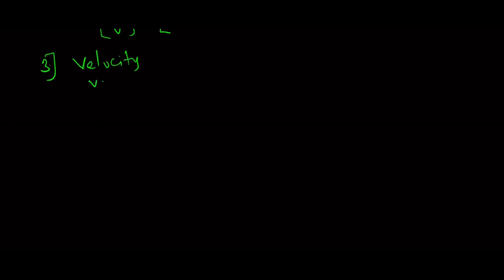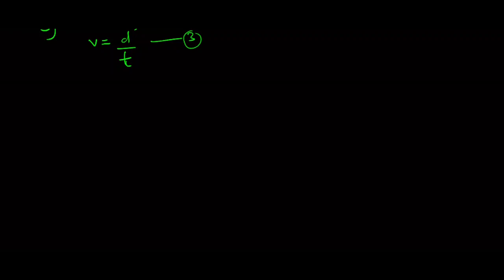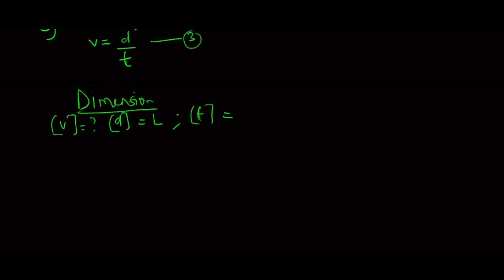Velocity is displacement over time, equation 3. Let's work out the dimension and the unit. So let's look at the dimension of velocity. Now the dimension of velocity is unknown for now. Then the dimension of displacement is L, while the dimension of time is T, capital letter T.